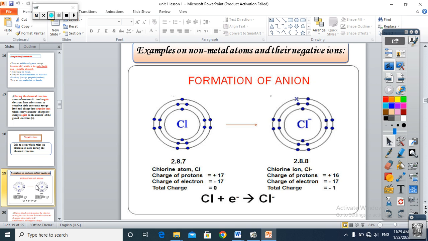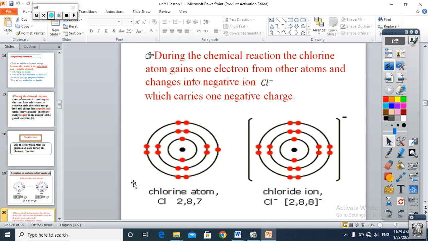Examples on non-metal atoms and their negative ions. Formation of anion, or negative ion. When chlorine gains one electron, it changes to a negative chlorine ion, Cl negative. During the chemical reaction, the chlorine atom gains one electron from the other atoms and changes into a negative ion, which carries one negative charge.